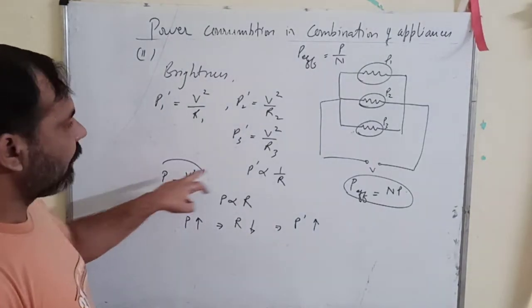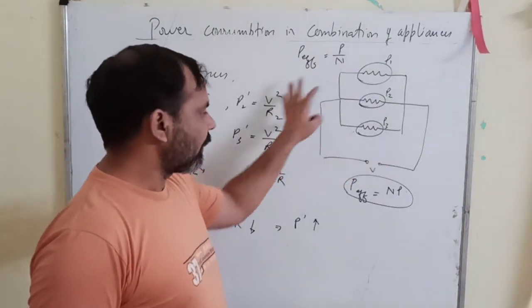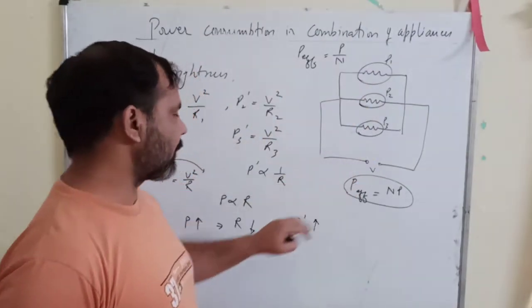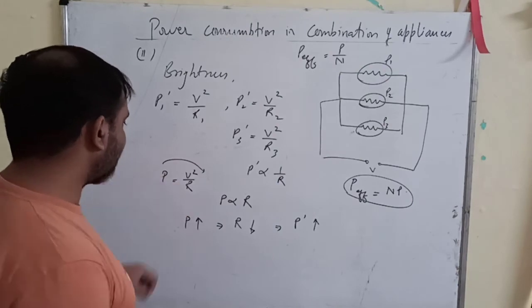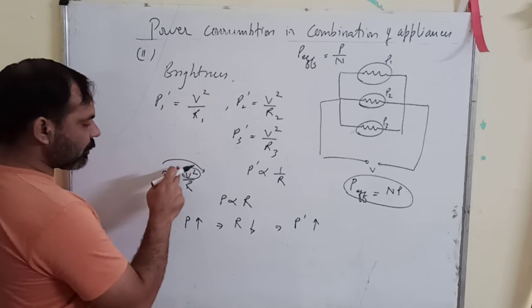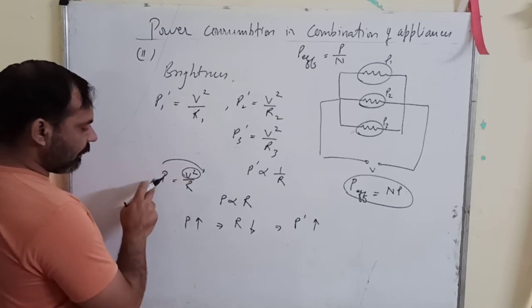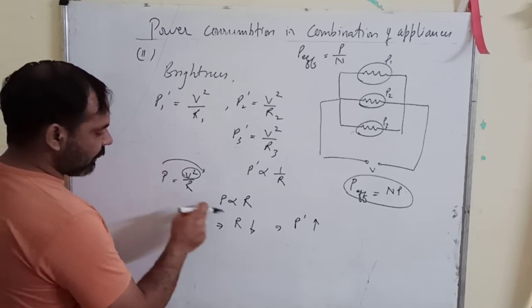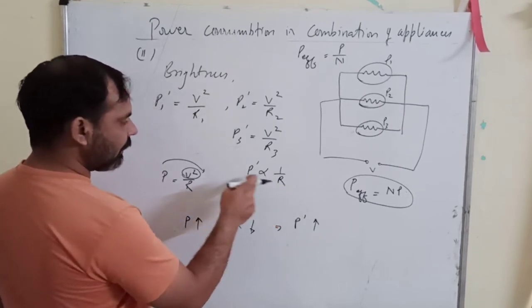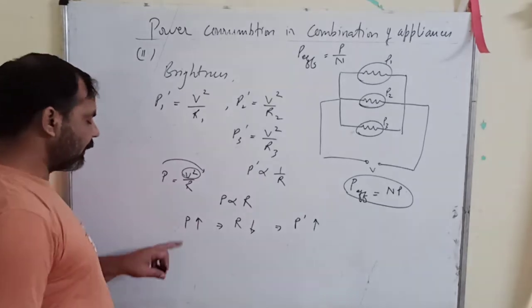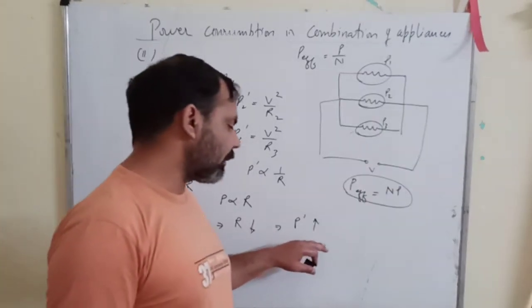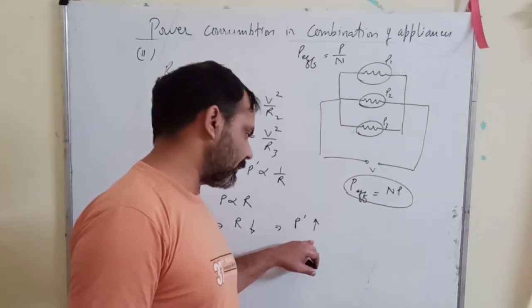Look here. This is a parallel combination. So in parallel combination, what remains the same throughout is the potential difference. So we will use this formula because we need the other term to be constant. So P equals V square upon R. If the power rating is highest, its resistance will be lowest, and if resistance is lowest, then P dash will be maximum. So the highest power rating bulb will glow with maximum brightness.